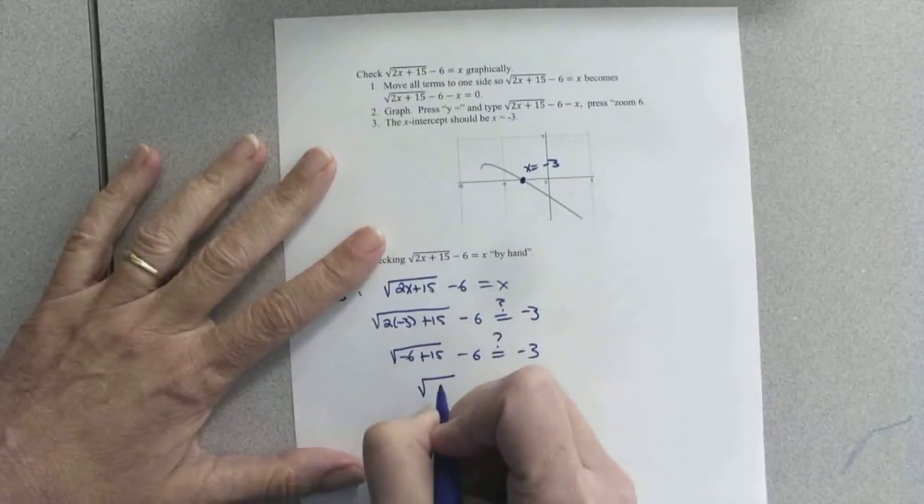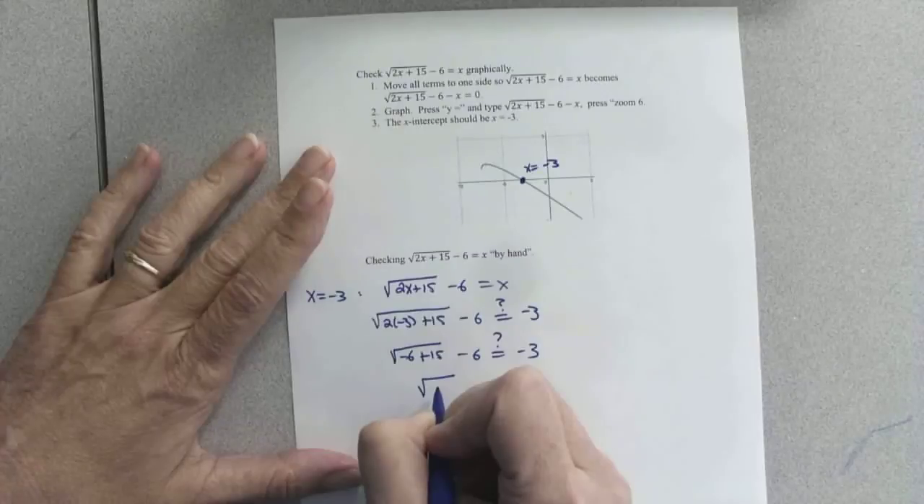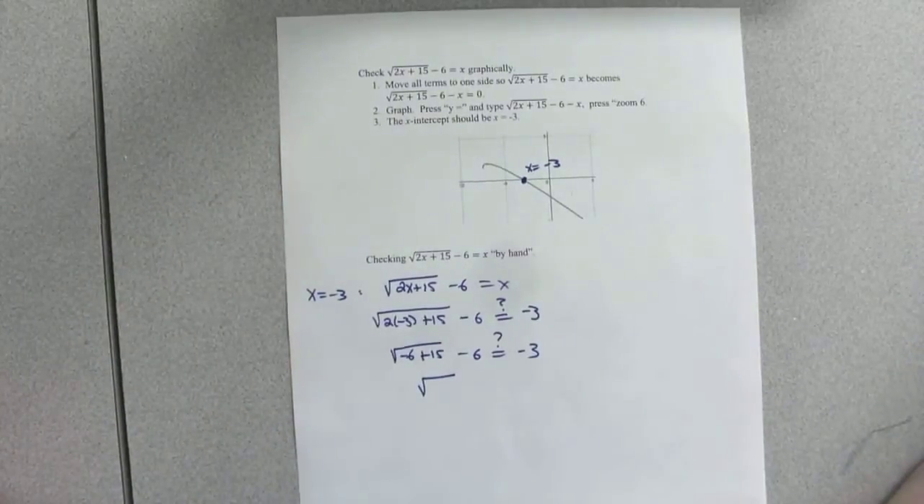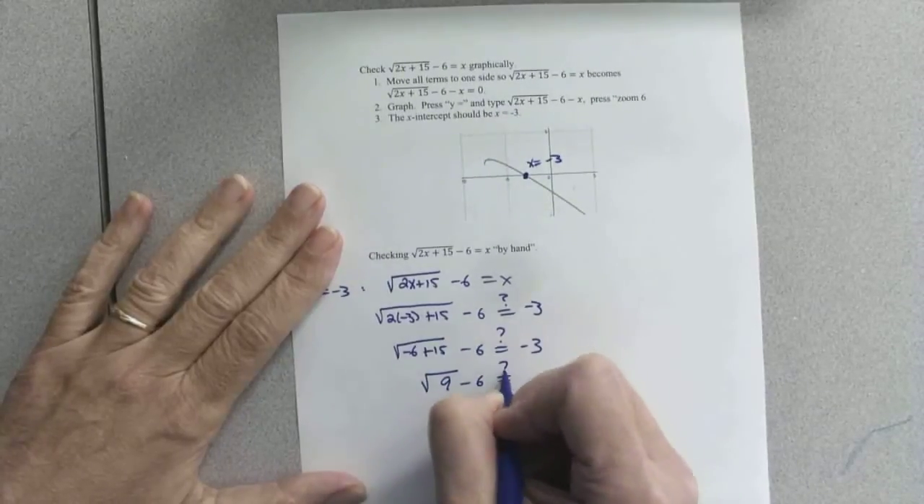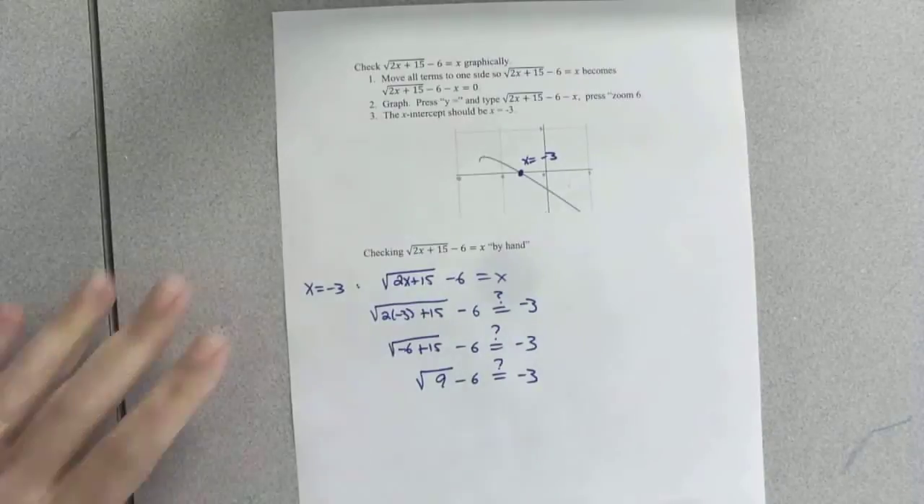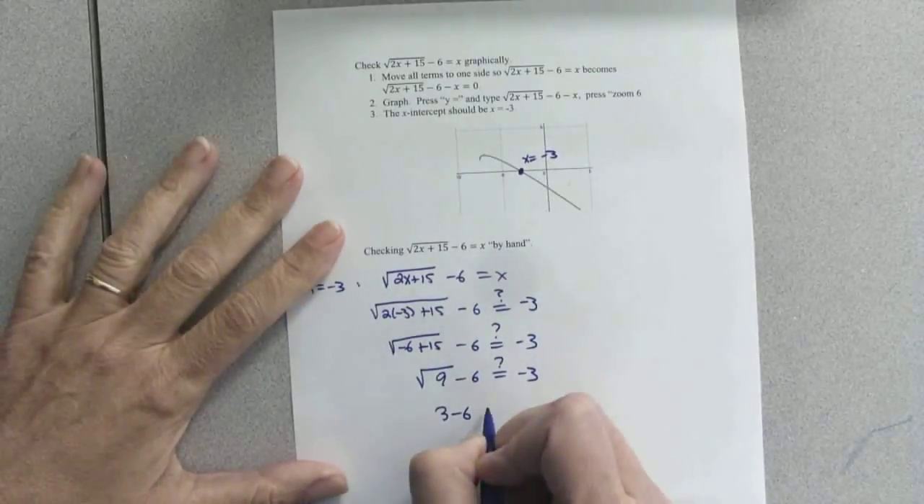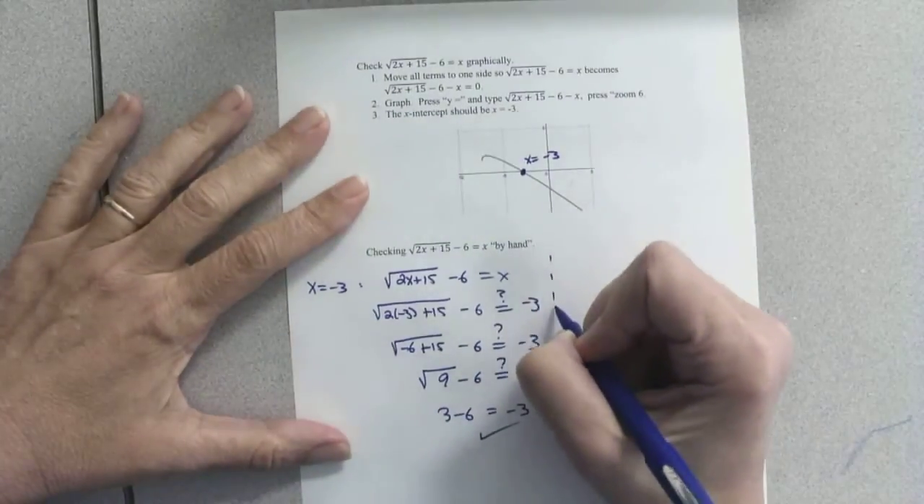That's going to be the square root. Just lost my train of thought here. Oh, never mind. I don't know what I was thinking. So that's going to be the square root of 9 minus 6, 3 minus 3. That's negative 3. That guy checks.